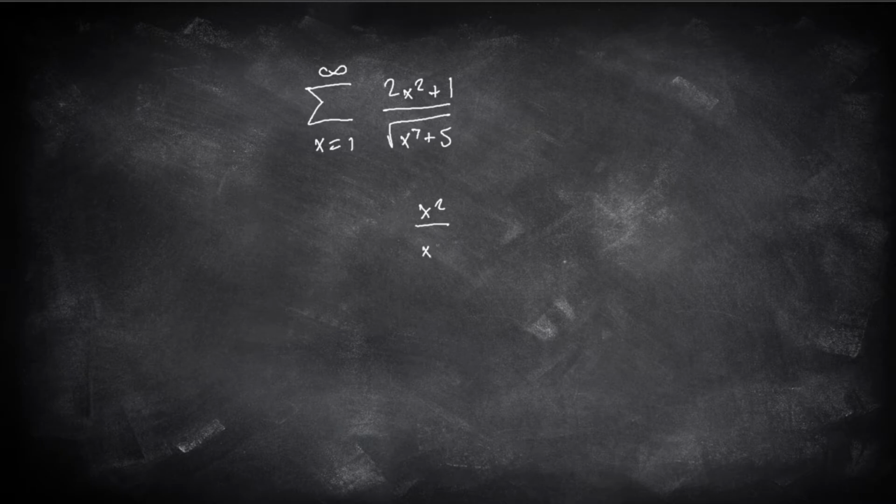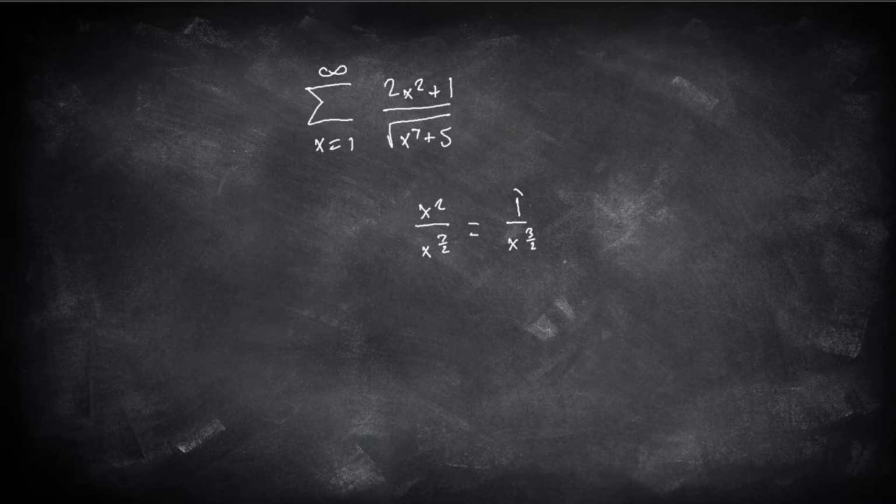Okay, let's try another example. Let's say we have the sum from x equals 1 to infinity of 2x squared plus 1 divided by the square root of x to the power 7 plus 5. Okay, now let's think about which one we want to use. Well, square root of x to the 7 on the bottom with the radical, so that's x to the power 7 over 2. Subtracting 2 from 7 over 2, that's 4 over 2, so 7 over 2 minus 4 over 2 is 3 over 2. So that's going to be 1 over x to the 3 over 2.